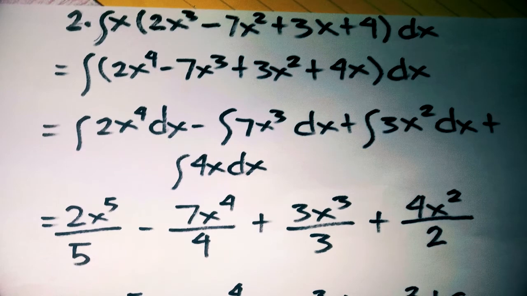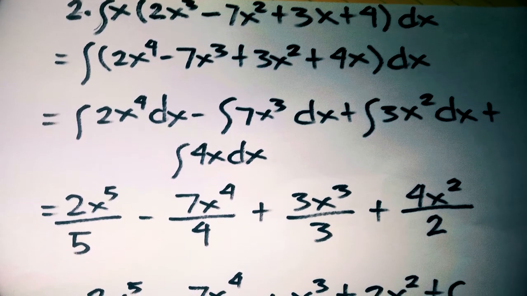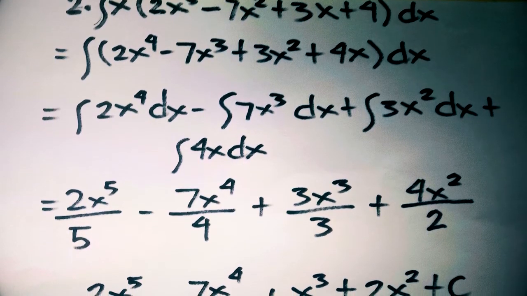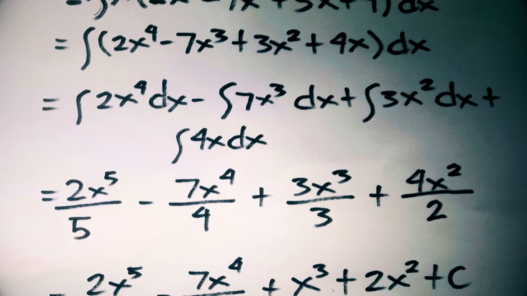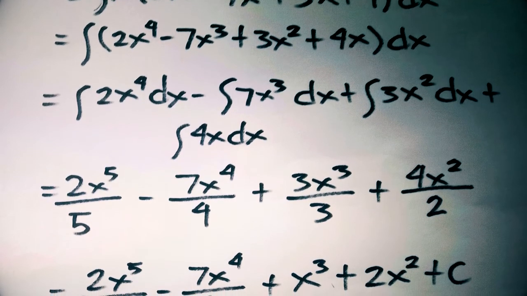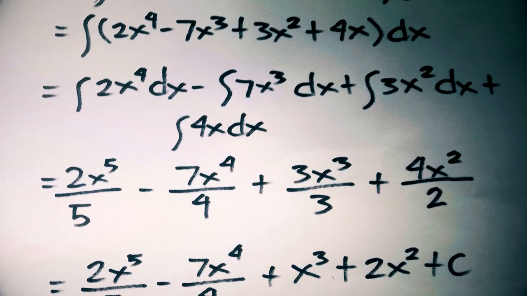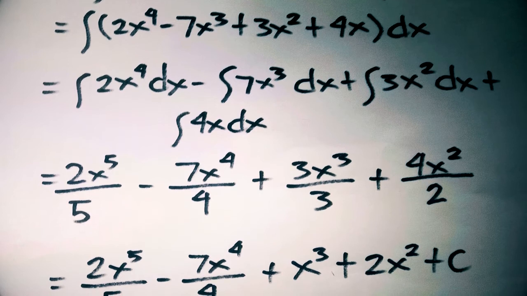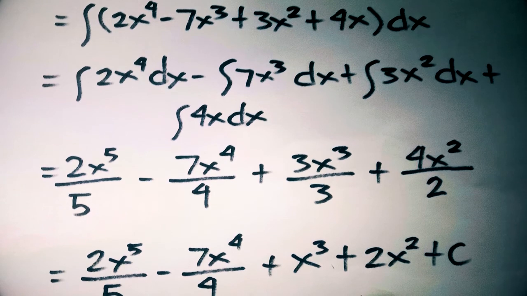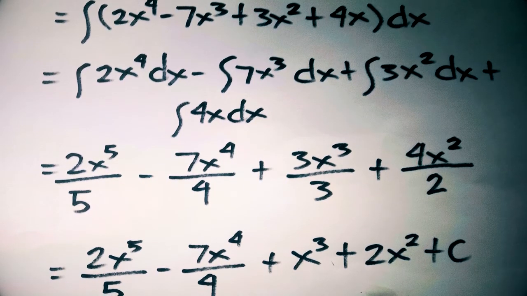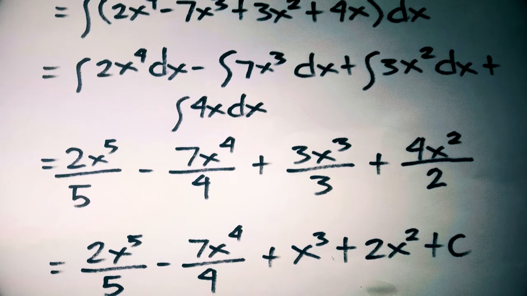Let's proceed to question number 2. The integral of x quantity 2x cubed minus 7x squared plus 3x plus 4 quantity dx is equivalent to the integral of quantity 2x to the power of 4 minus 7x cubed plus 3x squared plus 4x quantity dx, which is equivalent to the integral of 2x to the power of 4 dx minus the integral of 7x cubed dx plus the integral of 3x squared dx plus the integral of 4x dx.